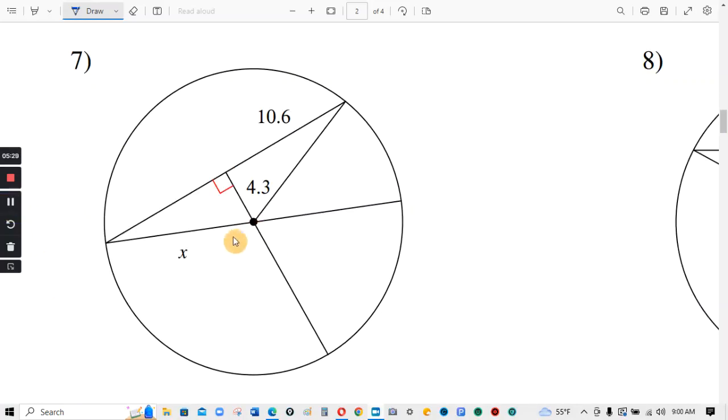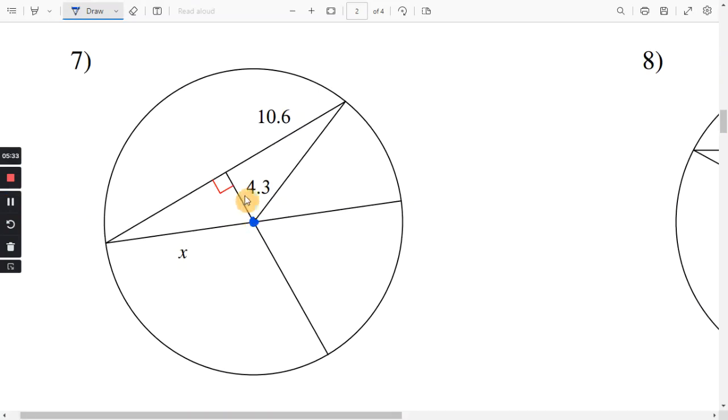Okay, number 7. So if you go from the center and head toward a chord, and it makes a right angle, if it's perpendicular, then the chord is being bisected. Because if you start at the center and draw a segment, that segment is going to be on the diameter. And if a diameter is perpendicular to a chord, it bisects the chord. So if this is 10.6, this right here is also going to be 10.6.